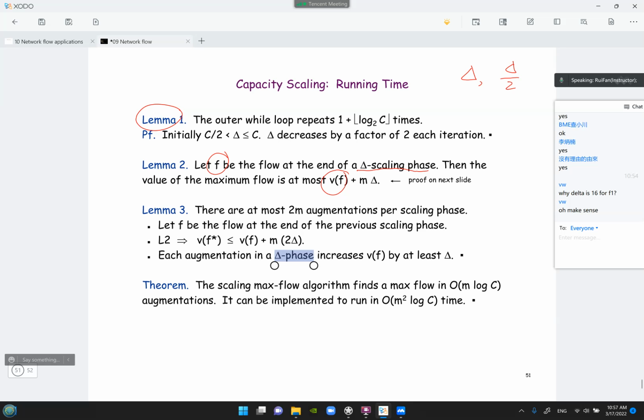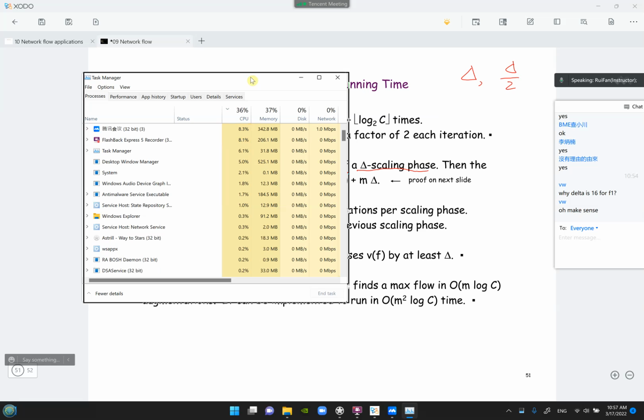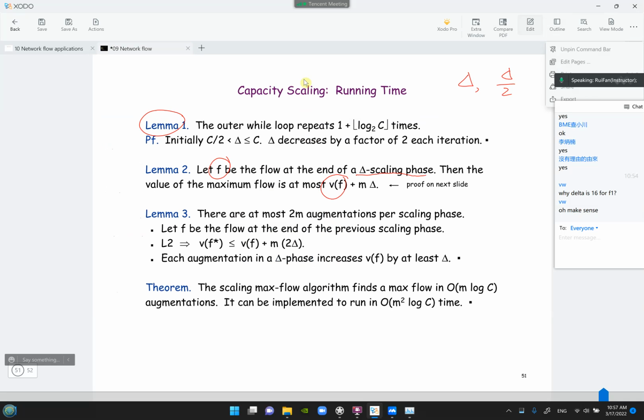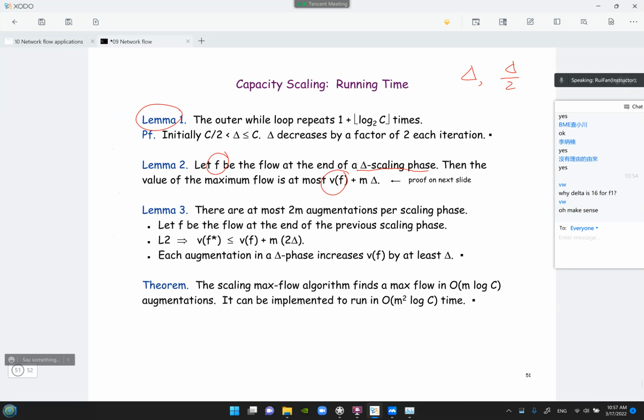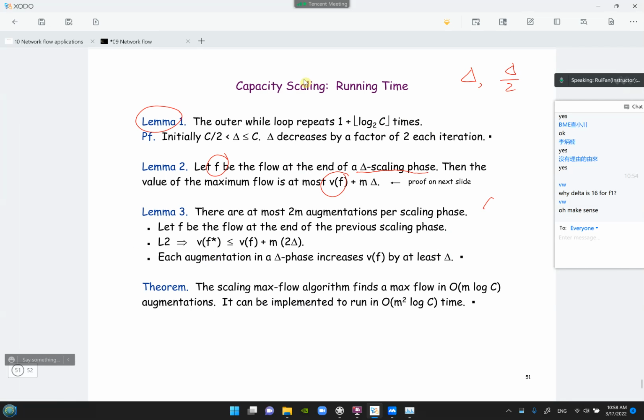Sorry, I can't write anymore. What's wrong with my computer? Sorry, guys, one second. My computer is misbehaving or something. What's happening here? Why can't I write anymore? Oh, no, I don't want that. Okay, all right.